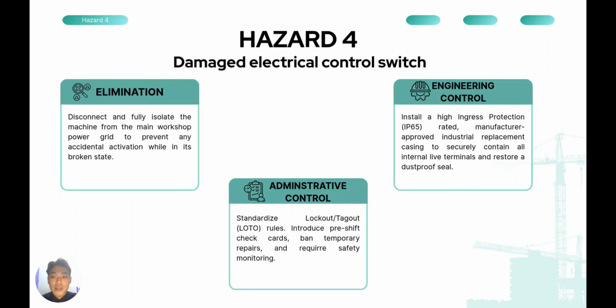The first is to eliminate the hazard by completely disconnecting the machine from the power supply. Second is to use engineering controls to install a new industrial casing with IP65 protection. The third is to apply administrative control by enforcing strict lockout-tagout rules and carrying out daily checks before the work begins.